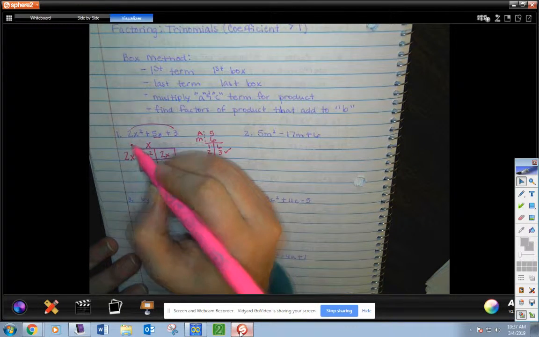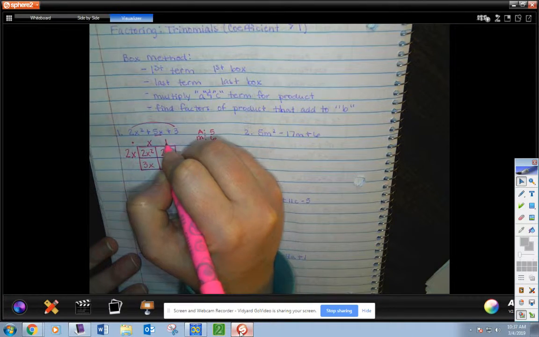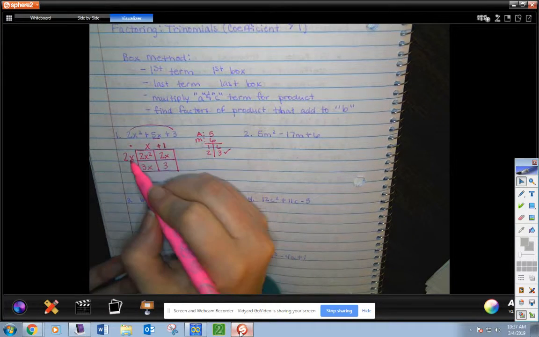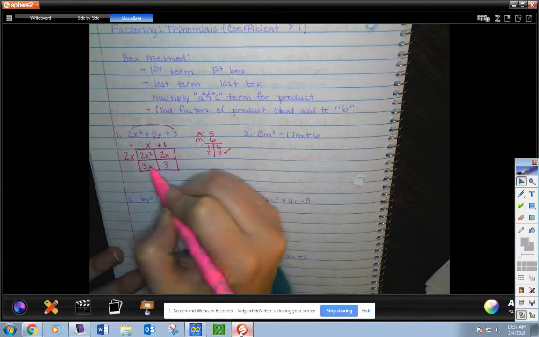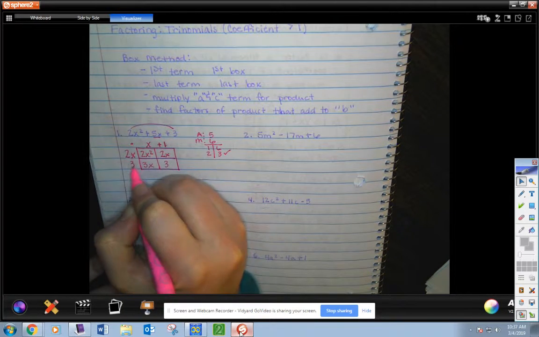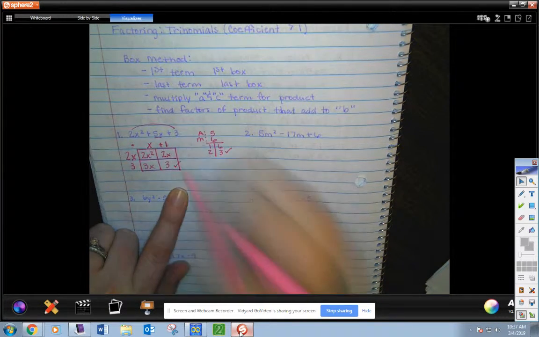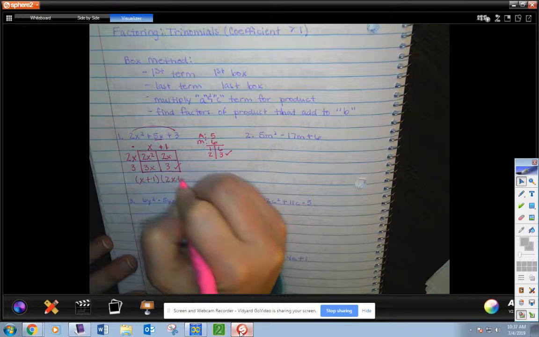Now you're doing 2x times what will give you 2x. And if you do this, 2x times 1, and it'll be a positive 1. So now I'm going to do 2x times 1. That gives me 2x. Okay, since I have an x on the top, x times what will give me 3x. Well, x times 3 gives me 3x. And then your last two boxes, you bring them together. So 3 times 1 should be 3. And if it is, it checks and it works. So your factors are x plus 1 and 2x plus 3.